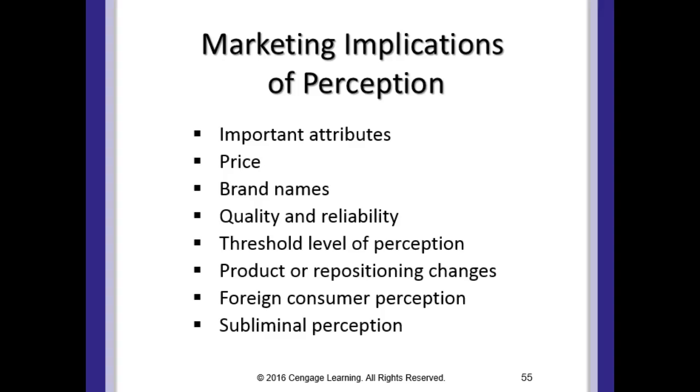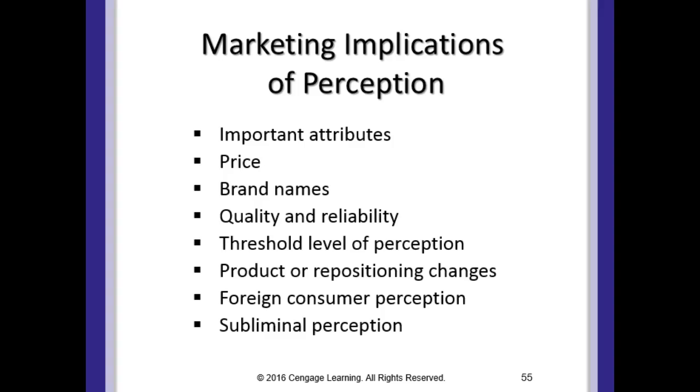Marketers have to realize how important cues or signals are in a consumer's perception of products. Cues and signals are very, very important. Marketing managers have to identify the important attributes, such as the things that you'll see on this slide. Price, brand names, quality, reliability, all of these things.